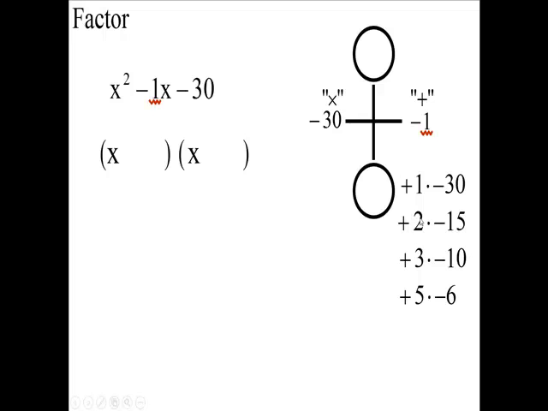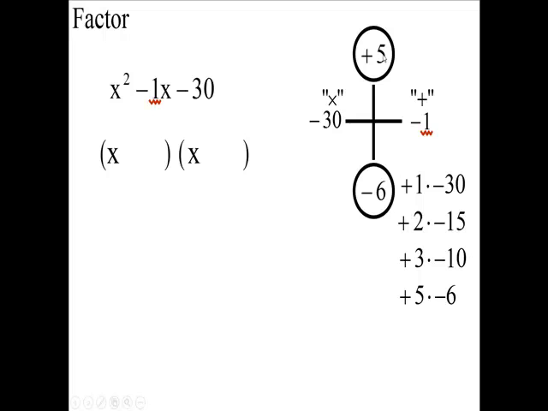Add these up. If you have $2 and you spend 15, you're $13 in the hole, negative 13. You have $3 and spend 10, you are $7 in the hole. And this is going to be our answer, because 5 minus 6 is negative 1. So we're going to put the 5 here and the minus 6 here. Notice when I multiply these two, I get negative 30. When I add these two, I get minus 1.